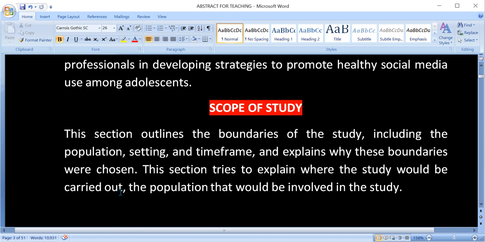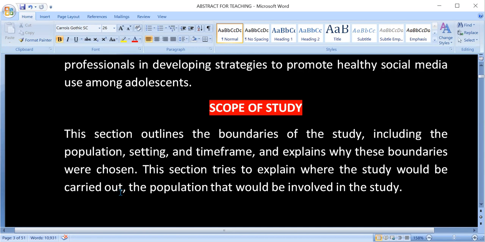This section tries to explain where the study would be carried out, and the population that would be involved in the study. So in the scope of study, you are going to be detailed enough to tell us, yes, we are going to carry out this research in Imbiri and let it be solely in Imbiri. And in that Imbiri, it's just among pregnant women, those women who are pregnant. It's not for any other woman. Any other woman that is not pregnant is not included.